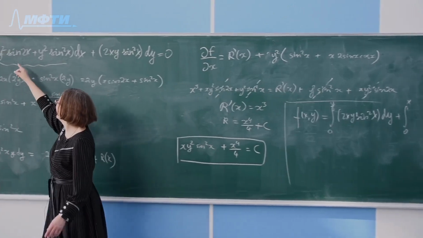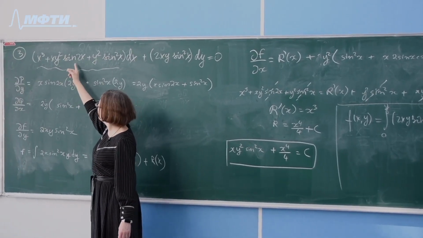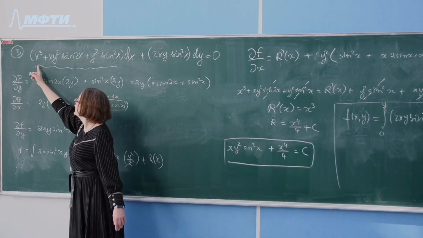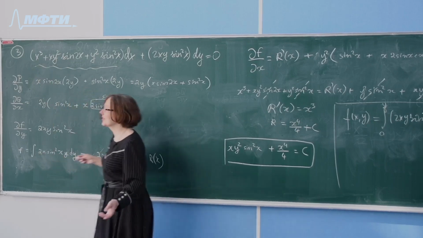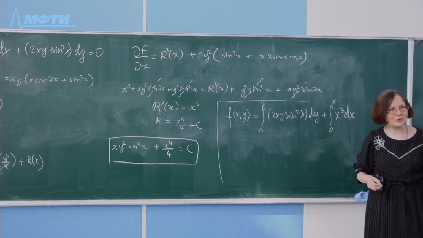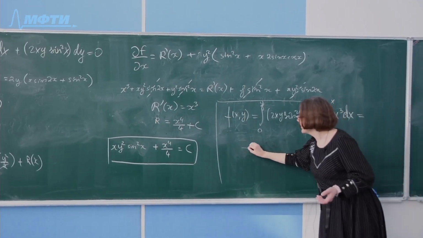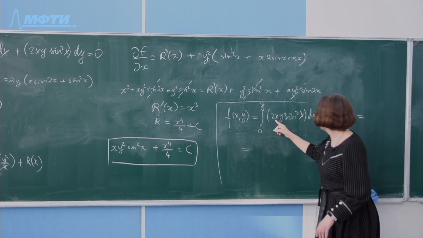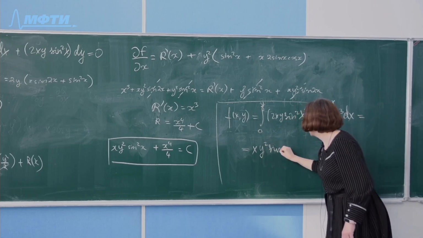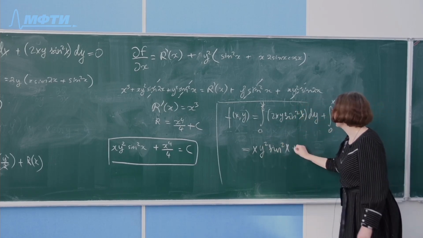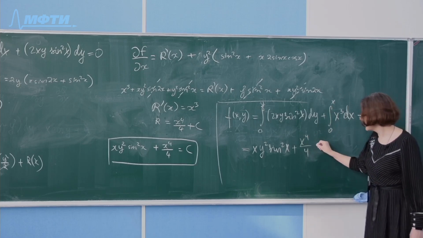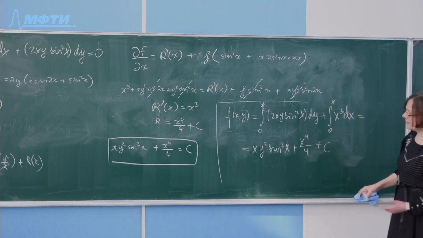If y is 0, then the second and the third terms will be eliminated, and we have just x cubed, right? So plus the integral of x cubed dx. So this is a very simple formula, and it will easily give the answer. First, if we integrate this, we will get xy squared sine squared x, and plus x to the 4 over 4. And so this is plus c. This is our function, and the answer is given there.